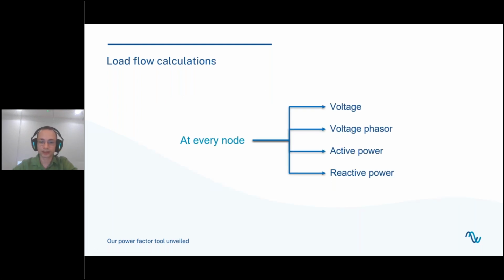Now, load flow calculations will provide us with this information at every node. We will have the voltage level, the voltage phasor. So this means that we are going to be considering voltage drop between systems. And then we will have active power and reactive power at every node. So we will be able to calculate the power factor at every node and the active and reactive power, all of which are related to each other.